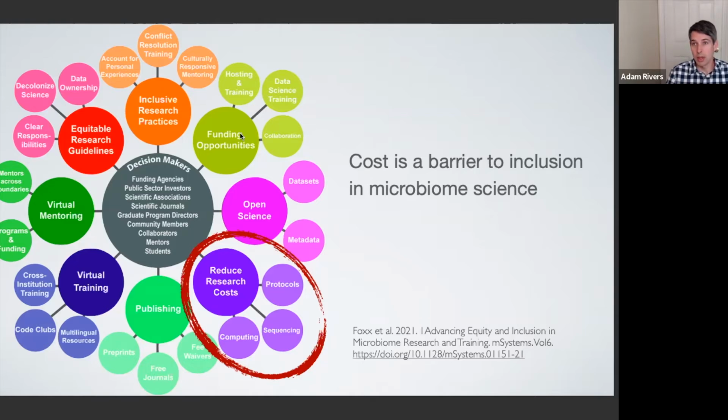And even for researchers that have good funding options, it skews the kind of questions that we can ask by limiting the number of samples that we can collect. Next slide.